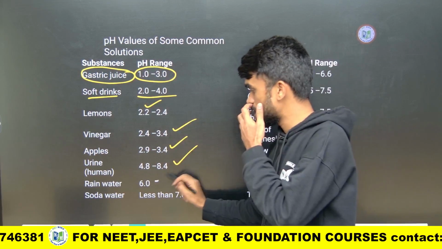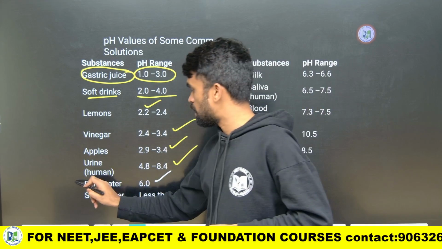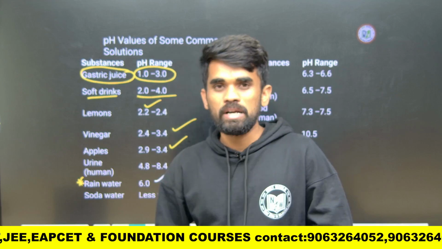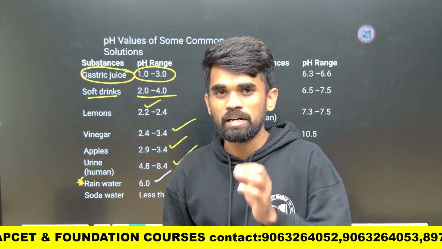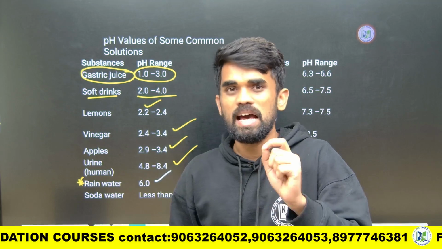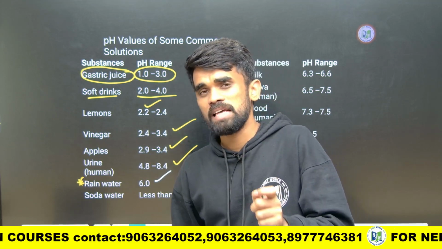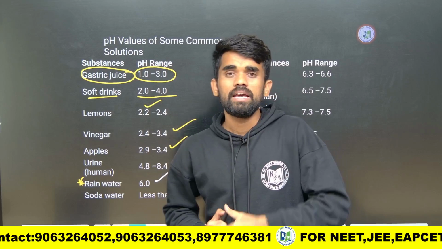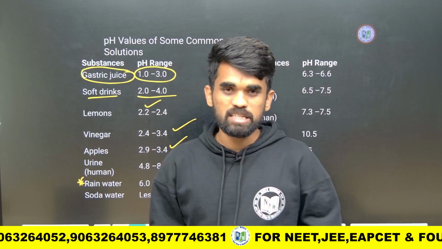Okay, rainwater 6.0. One note point here for the rainwater is, if the pH value is lesser than 5.6, we can consider that particular rain as acidic rain. So why does rainwater have pH 6, why not 7? Because in the atmosphere carbon dioxide is present.